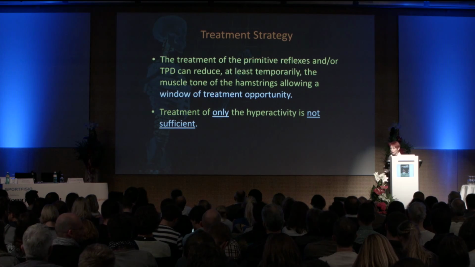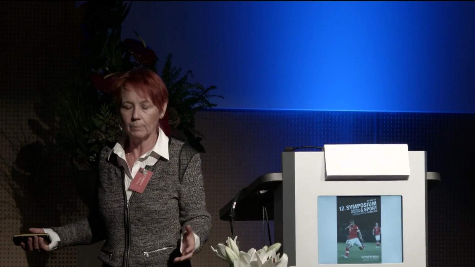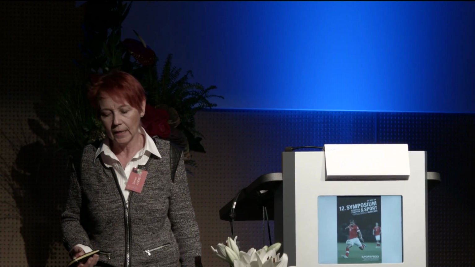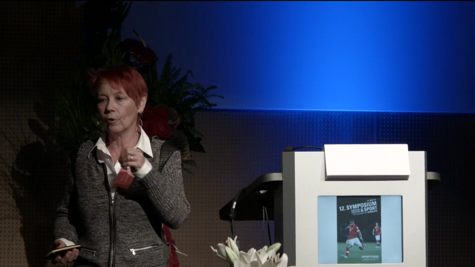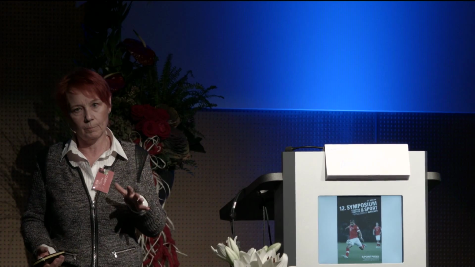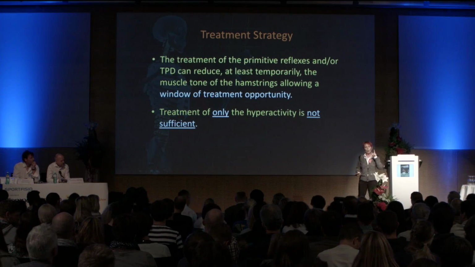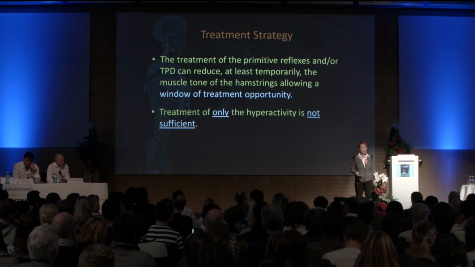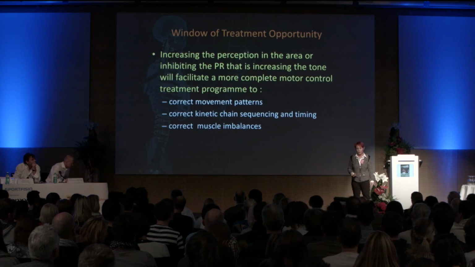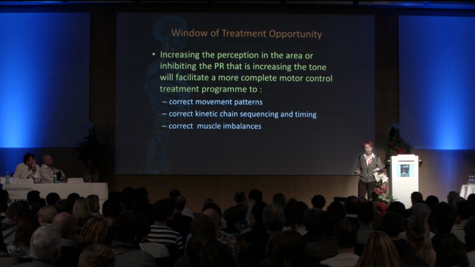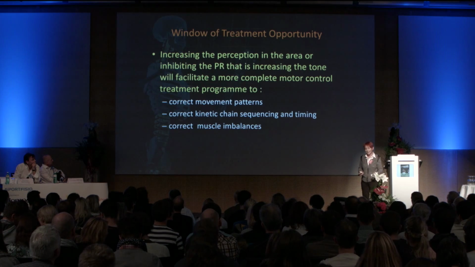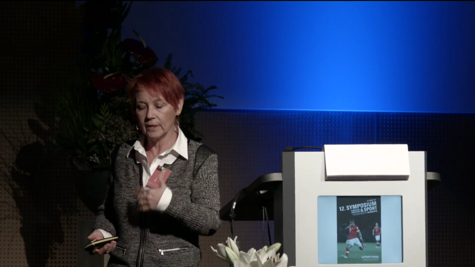So the treatment strategy of primitive reflexes, or TPD, is to reduce, at least temporarily, the muscle tone of the hamstrings, allowing a window of opportunity for treatment. And I really want to stress this part, okay? Treatment of only the hyperactivity is definitely not sufficient. That's not what we're talking about. We're just talking about getting rid of a barrier for a while, so that we can then go ahead and increase our motor control.